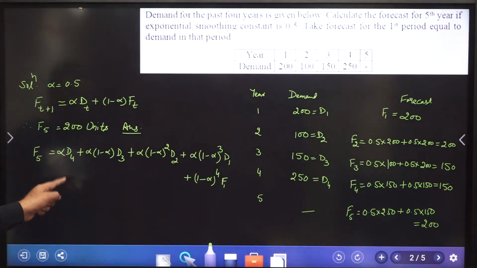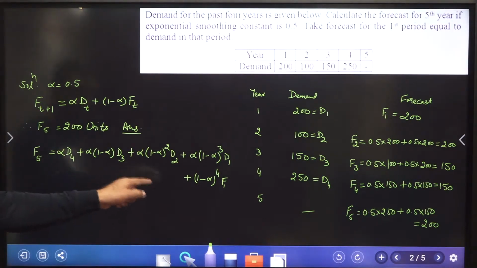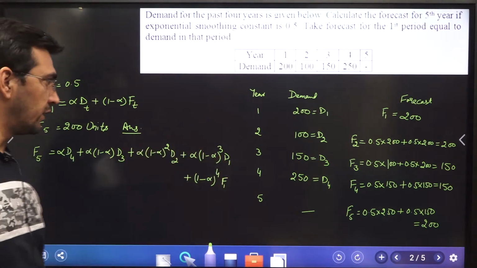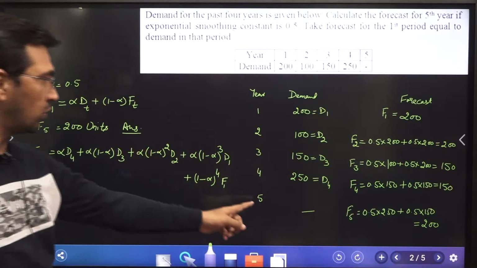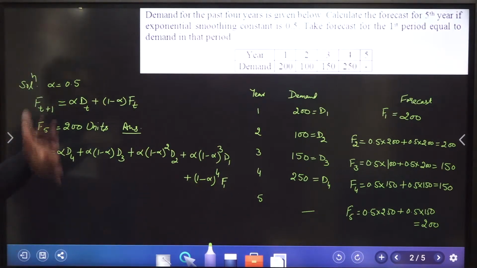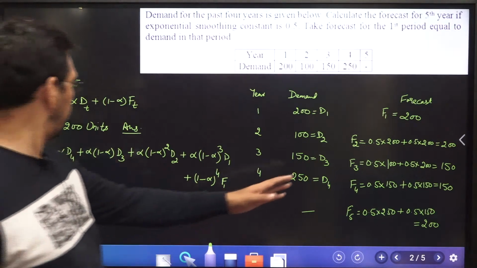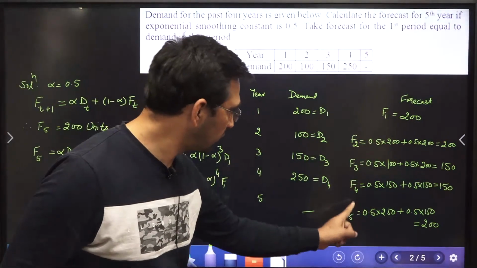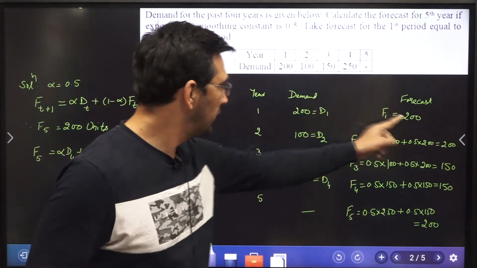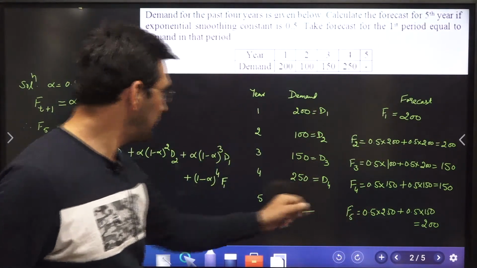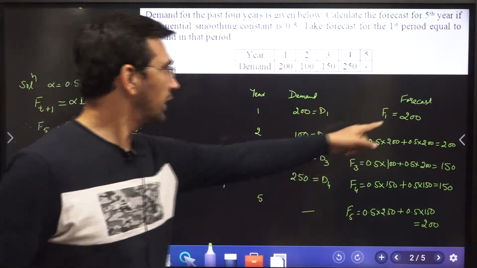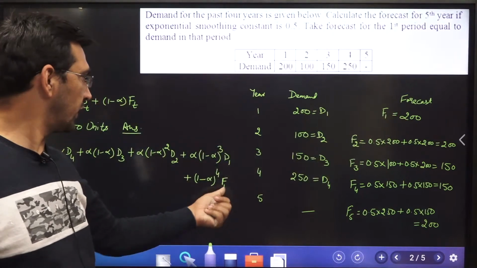So alpha into D5 plus alpha into 1 minus alpha into D4, and something that way you can expand it. So this is a general form in which you can write. Since I want to find the forecast for the fifth period, I can write it. Now, if you directly input the values, I don't even need to find these intermediate forecast values. Since I know D1, D2, D3, D4 given to me and I know the initial forecast, just input it over here directly.